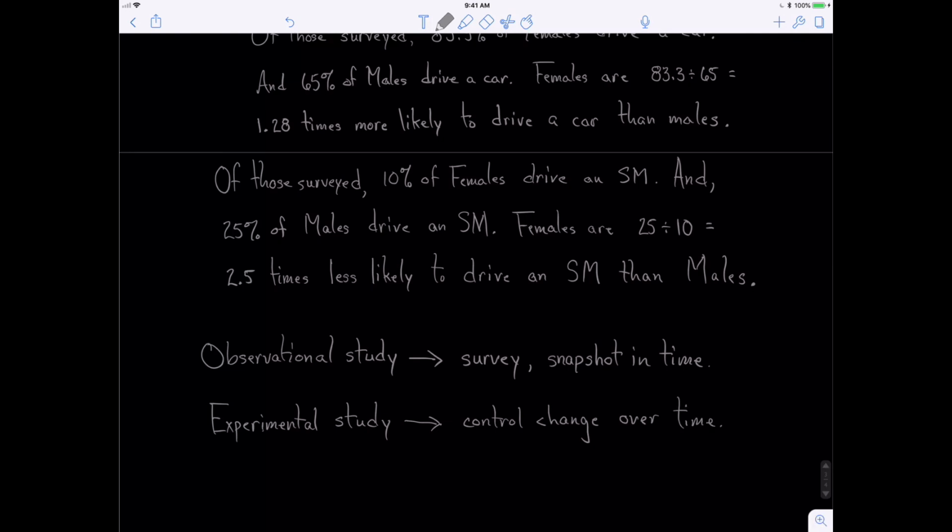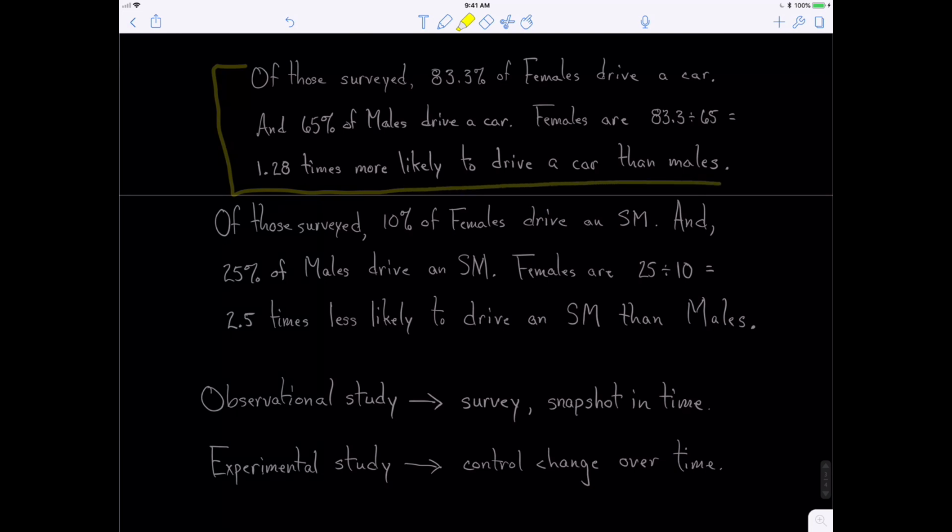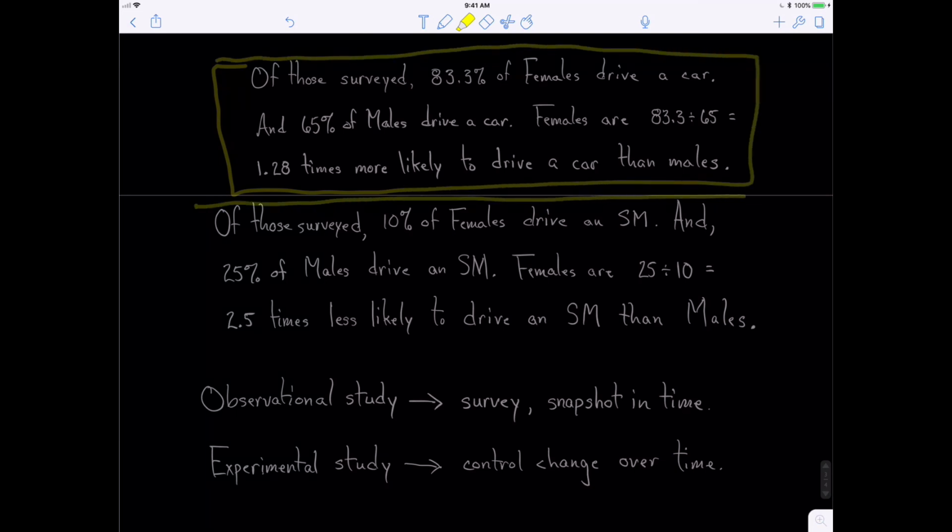Okay, so what we're looking at today and in our practice problems are observational studies, using the language that we practiced right here. That is exactly how we would report the results of our survey. Can't say more, can't say less.